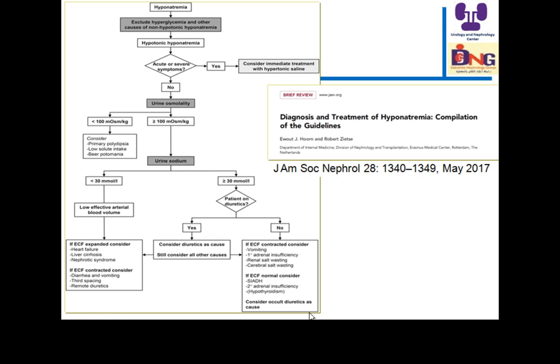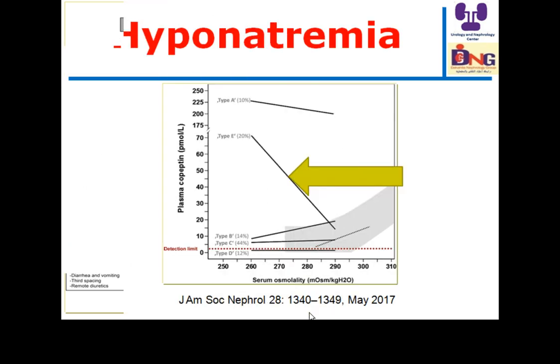So it is very simple: just look at plasma glucose, serum osmolality, and then urine osmolality and urine sodium, and the clinical evaluation of volume status. And in this review of guidelines, you will find the challenge by normal saline. If you are not sure whether dehydration is present or absent, you can give saline. If the hyponatremia is worsened, this means that there is no dehydration. If it's improved, this may be a clue for dehydration.